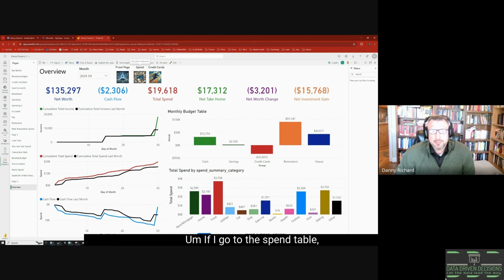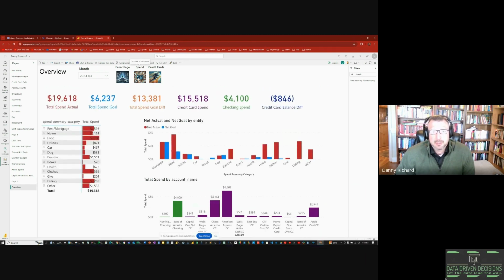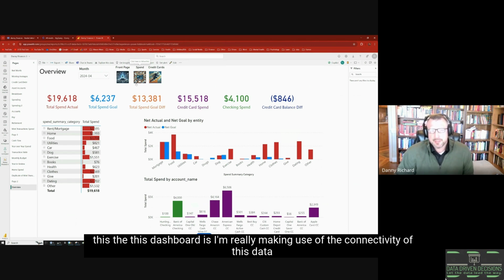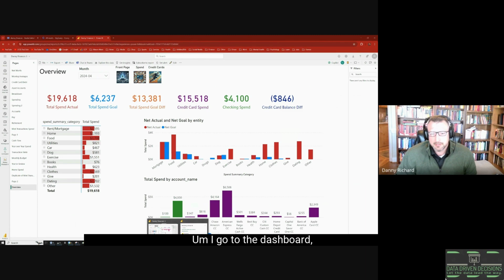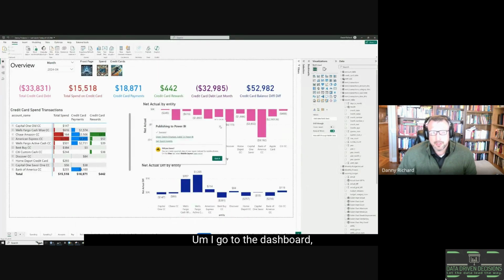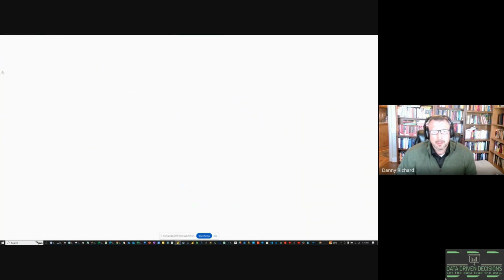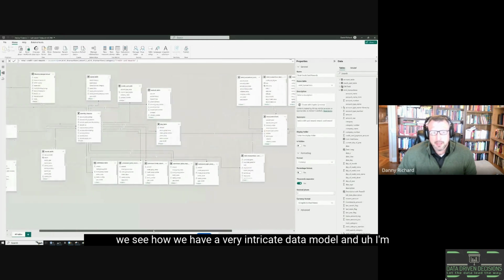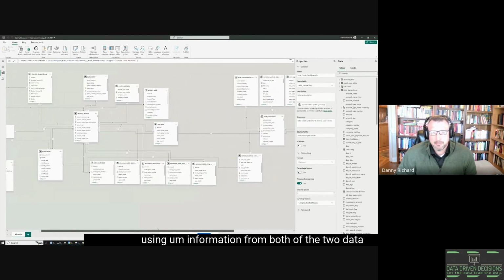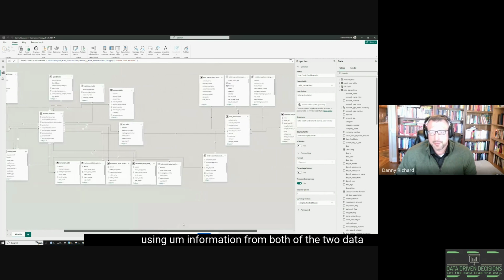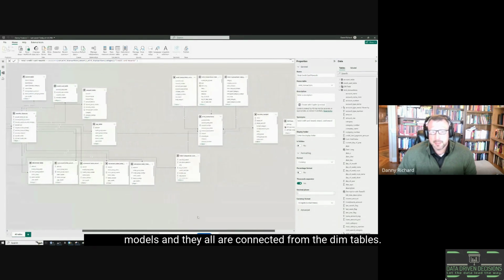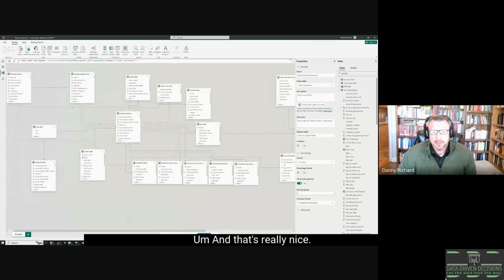If I go to the spend table, what's really cool about this dashboard is I'm really making use of the connectivity of this data model. If I go to the data model, we see we have a very intricate data model. And I'm using information from both of the two data models, and they all are connected from the DIM tables. And that's really nice.